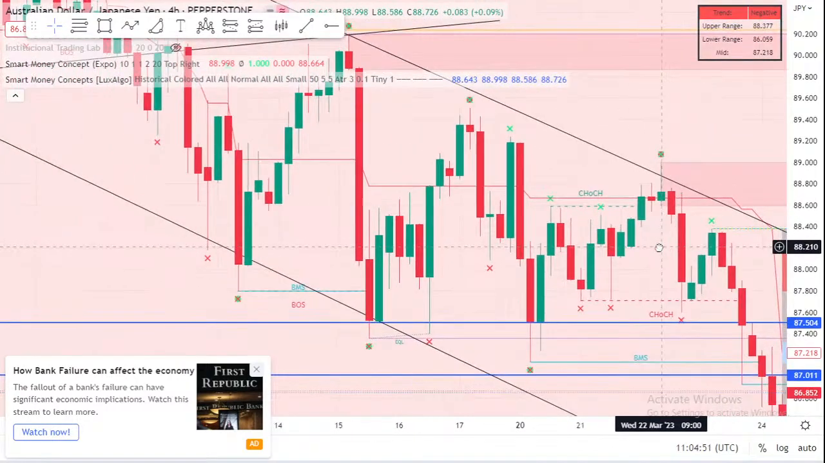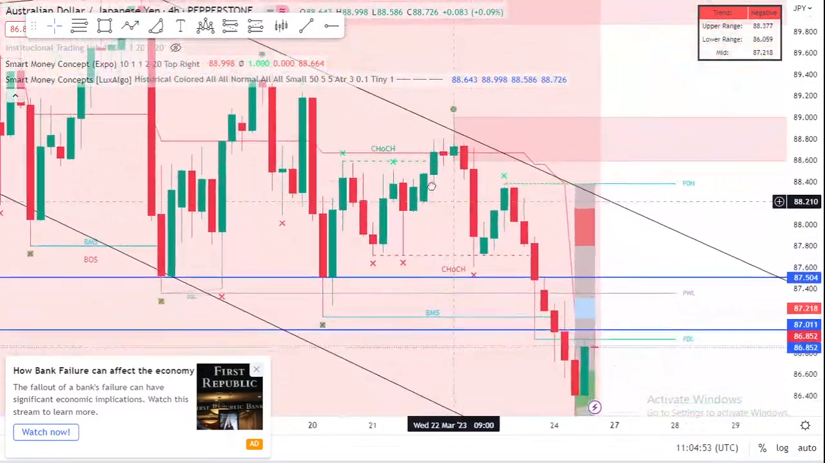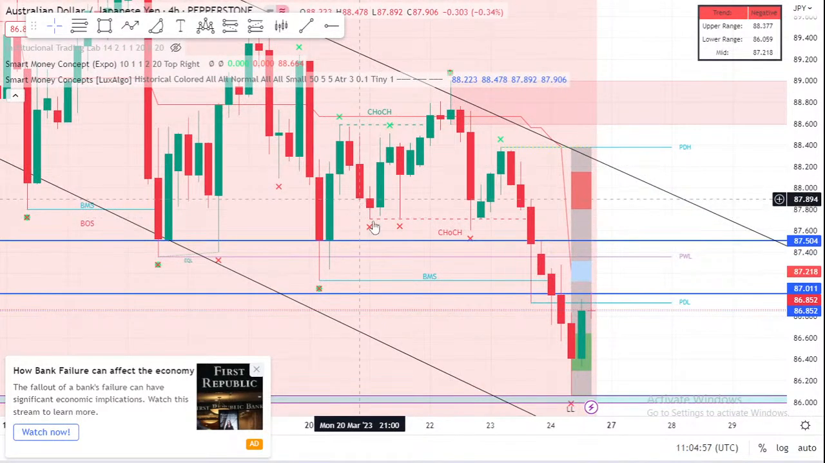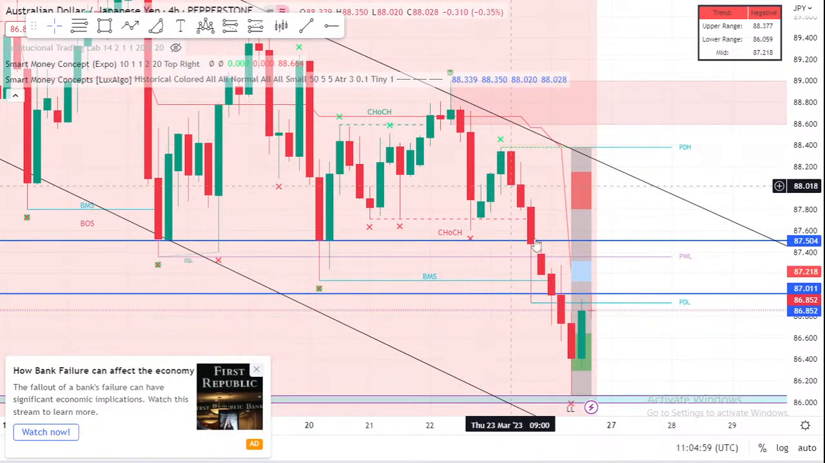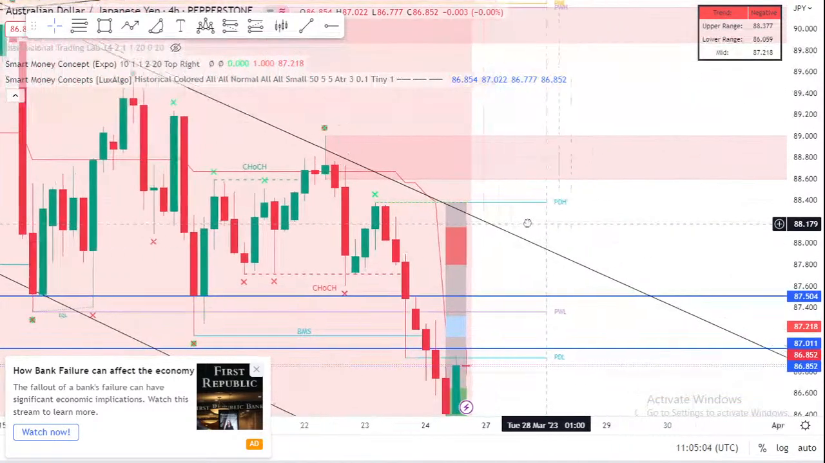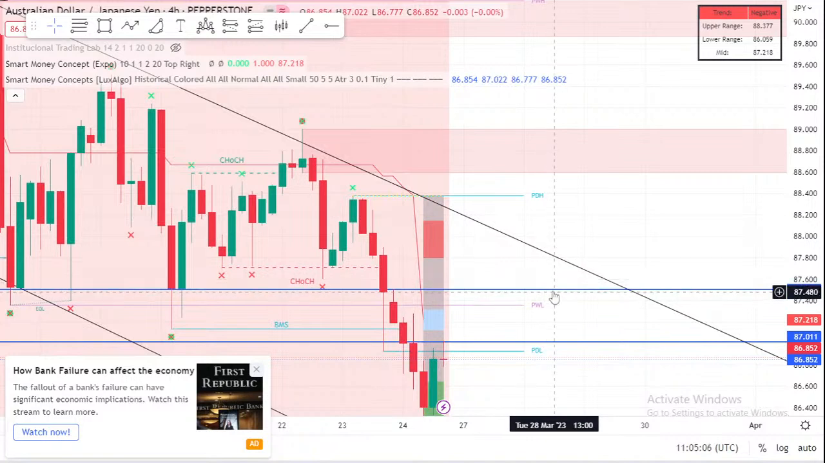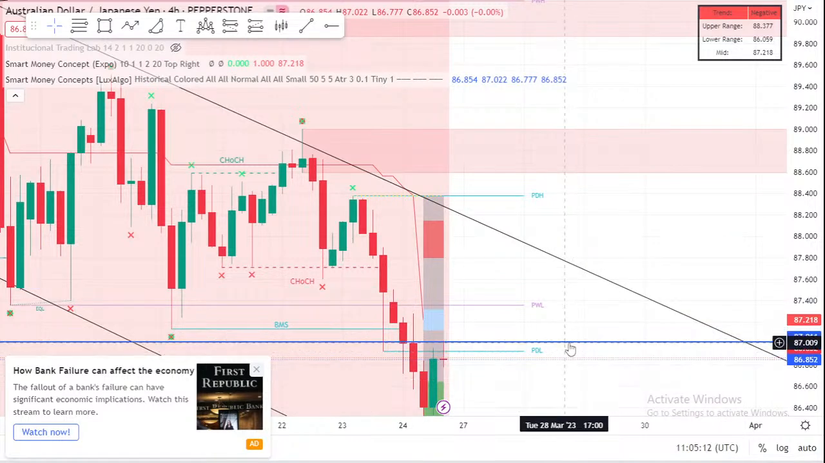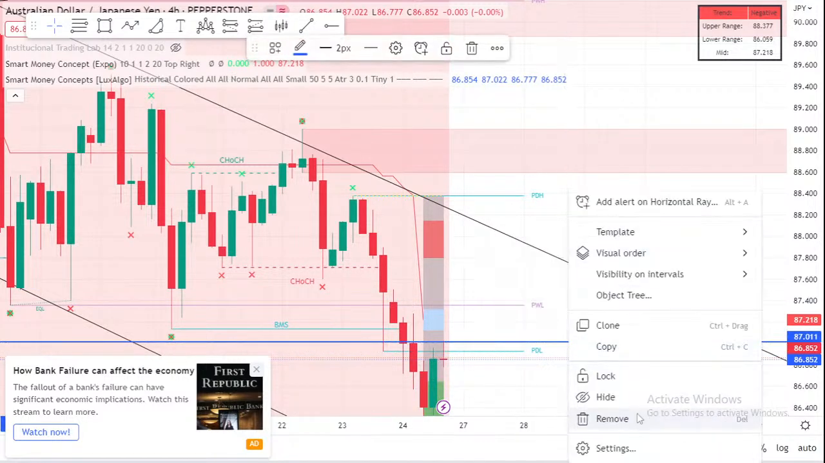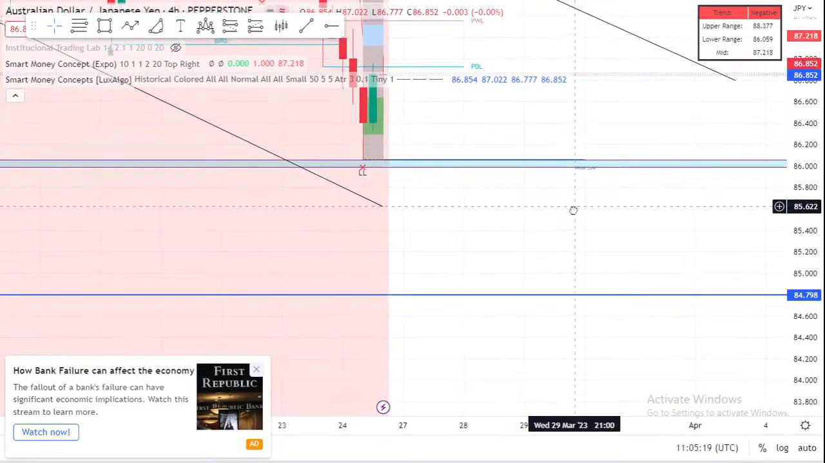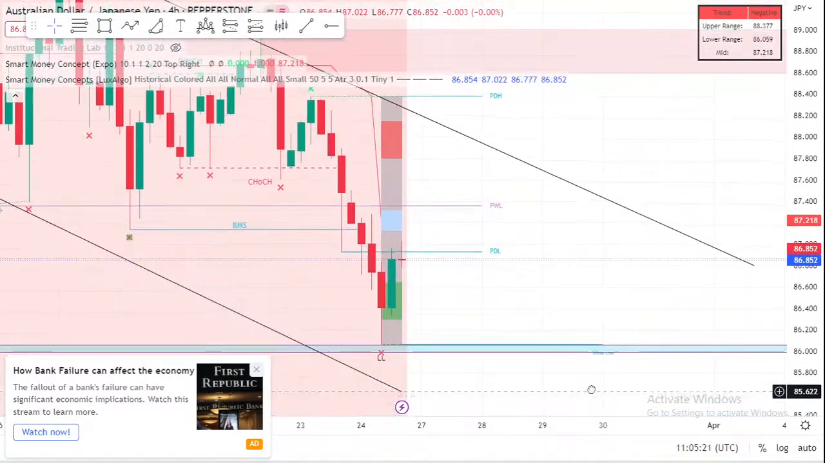I can't literally complain because they kind of help you. If you don't like even drawing these structures and stuff like that, they draw it for you. It kind of draws it for you, because let me just remove all the drawings. Let me remove these drawings, but I'll leave the trend lines, because that one you'll have to draw on your own.